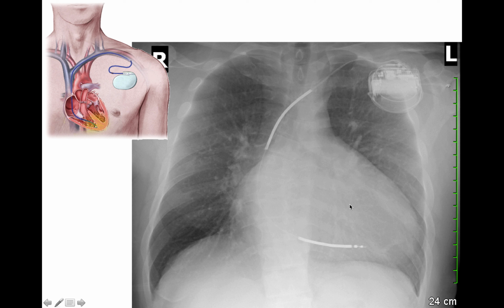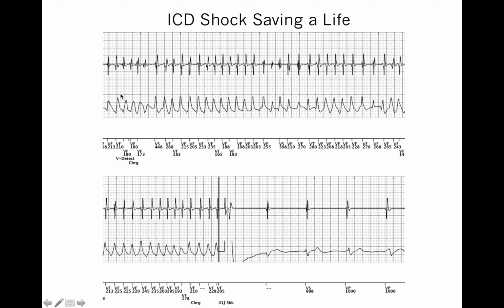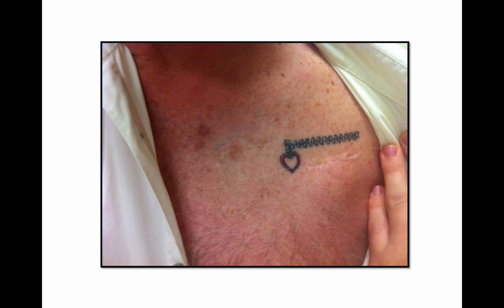Here's an example of a patient with a defibrillator, and these are EGMs, electrograms, obtained from the defibrillator. And you see that the patient is in ventricular fibrillation, very fast ventricular rhythm. A shock is delivered, a 41 joule shock is delivered, and the patient goes back to sinus rhythm. So this is an example where the defibrillator potentially saved the patient's life. And here the patient placed a tattoo just over the scar.